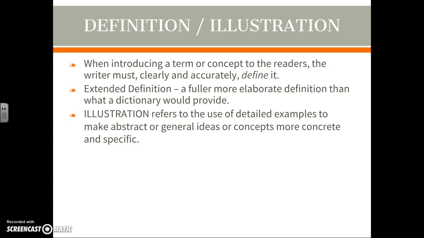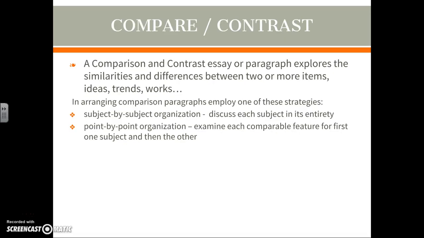On the other hand, an illustration refers to the use of detailed examples. It makes abstract or general ideas into more concrete and specific. This is where your 5 senses come in as well. You're getting very detailed in there so that you're seeing that illustration and you're taking that definition to a deeper level where the person can actually imagine that they're there and that that item is sitting right in front of them.